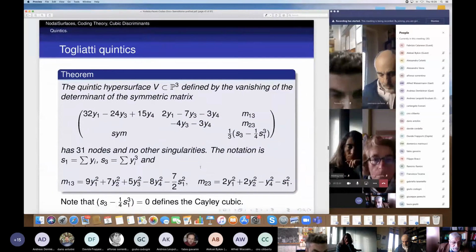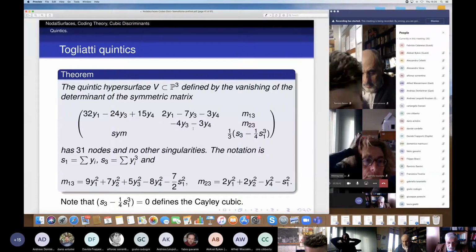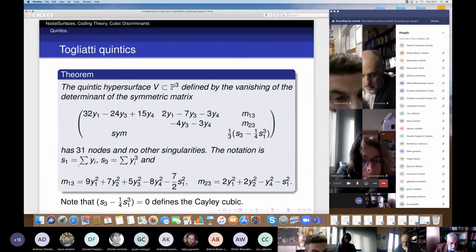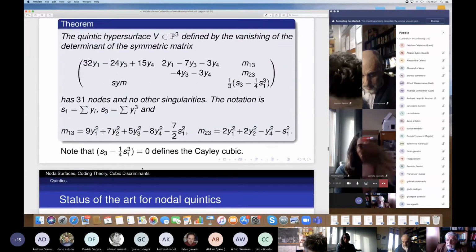Here is this nice equation. You have a 3 by 3 matrix. It's symmetrical, so you don't repeat what is here. These are linear forms. This is a cubic form. This cubic form defines the Cayley cubic, and the notation is that S1 is the sum of the y_i's, the first Newton function, and S3 is the third Newton function. Anyhow, so there is an explicit equation.